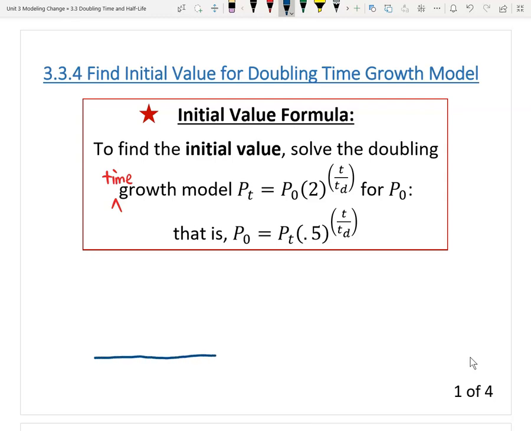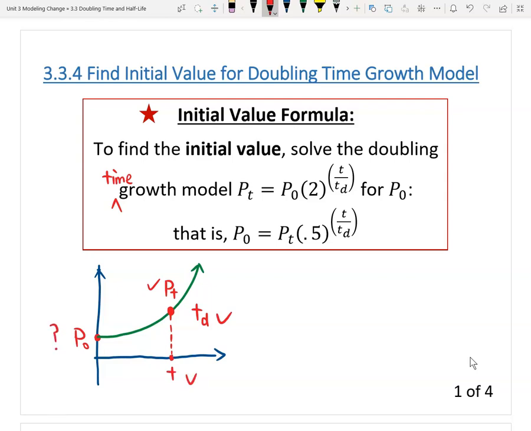If this is the time, and this is the y value, and we know the doubling time growth model, let me put here the initial value P0. Let me draw the model this way, growing, which means we know the doubling time TD, and we also know another future value, PT. This means we also know the specific time T, but we don't know the initial value. We need to find out what P0 is. This is the question. Of course, where is P0? P0 is in this formula. We call it the initial value formula.